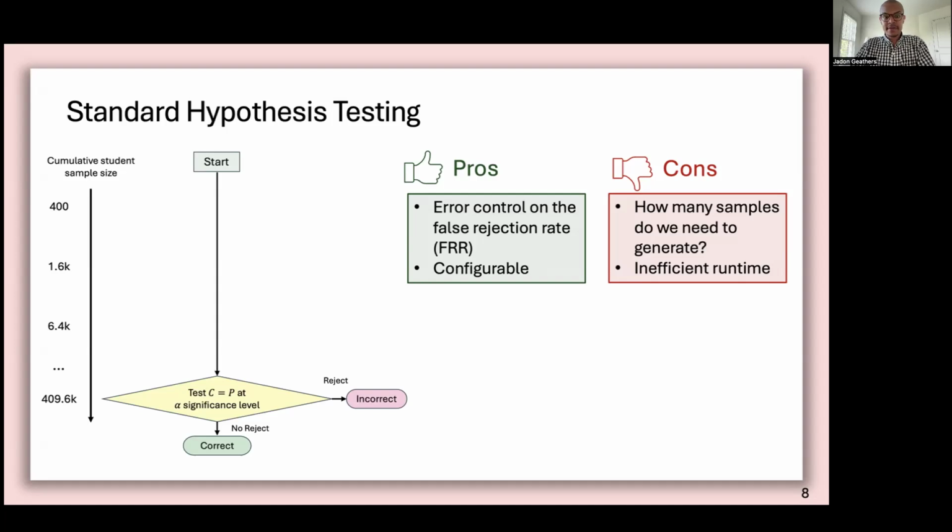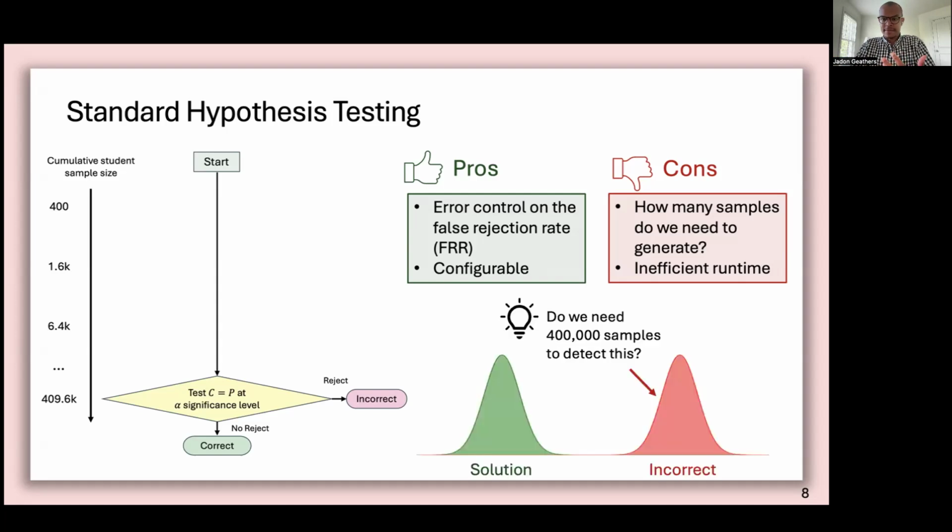So alpha is the maximum fraction of correct programs that could be marked as incorrect. It is also configurable in that we can select the number of samples we'd like to use and collect, or the disparity function we want to use to compare them. However, one of the biggest problems with this method is that we don't know how many samples we need to generate. I mean, do we really need 400,000 samples to detect differences as discrepant as this? Collecting the same number of samples, and a large one at that, leads to inefficient runtime, especially when we don't really need that many samples in the first place.